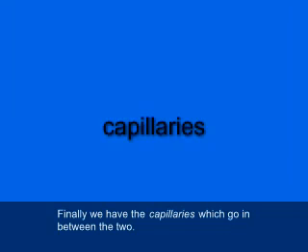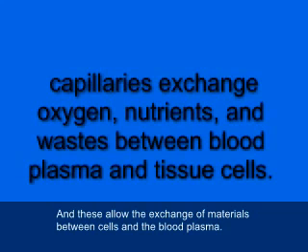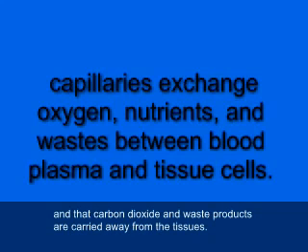Finally, we have the capillaries, which go in between the two. Capillaries, C-A-P-I-L-L-A-R-I-E-S, are very small vessels. They're 1 cell thick, and these allow the exchange of materials between the cells and the blood plasma. It's within the capillaries that oxygen is transported to the tissues, that nutrients are transported to the tissues, and that carbon dioxide and waste products are carried away from the tissues.